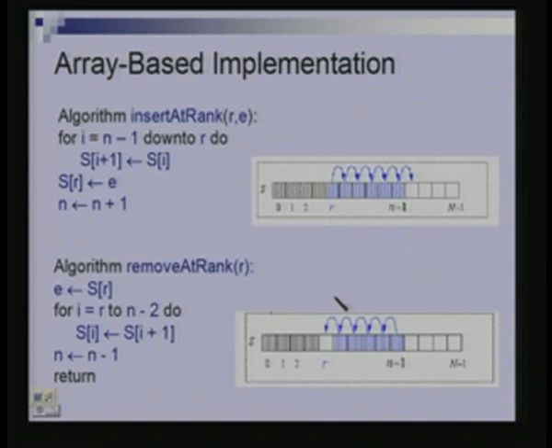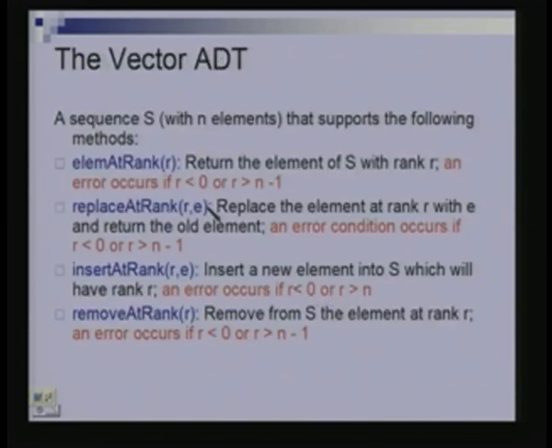The other operations are faster though. Element at rank r, how much time does it take? Order 1, because I just go to the rth location in that array and retrieve the element sitting there. Replace at rank r, r comma e, again order 1, because I just go to the rth location and replace that element with the element e.